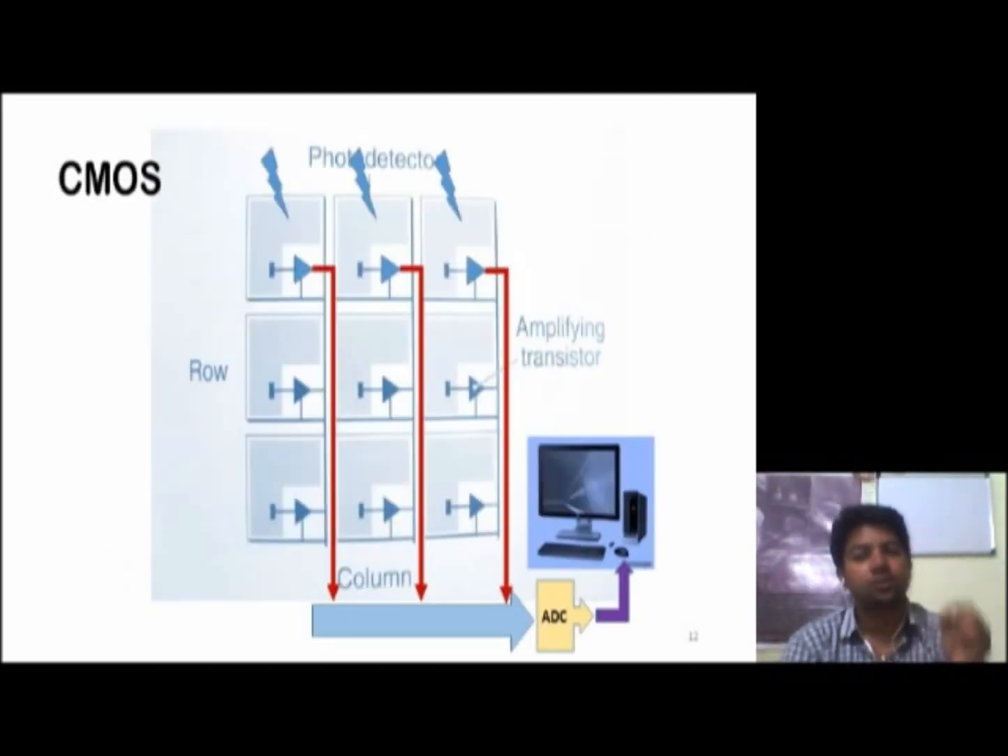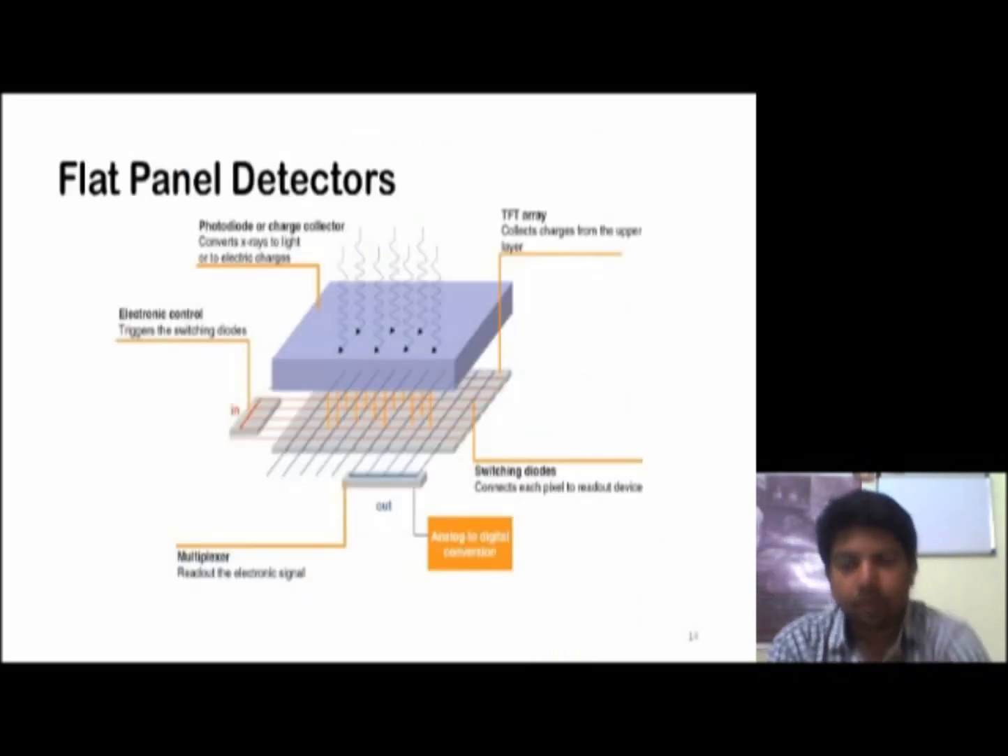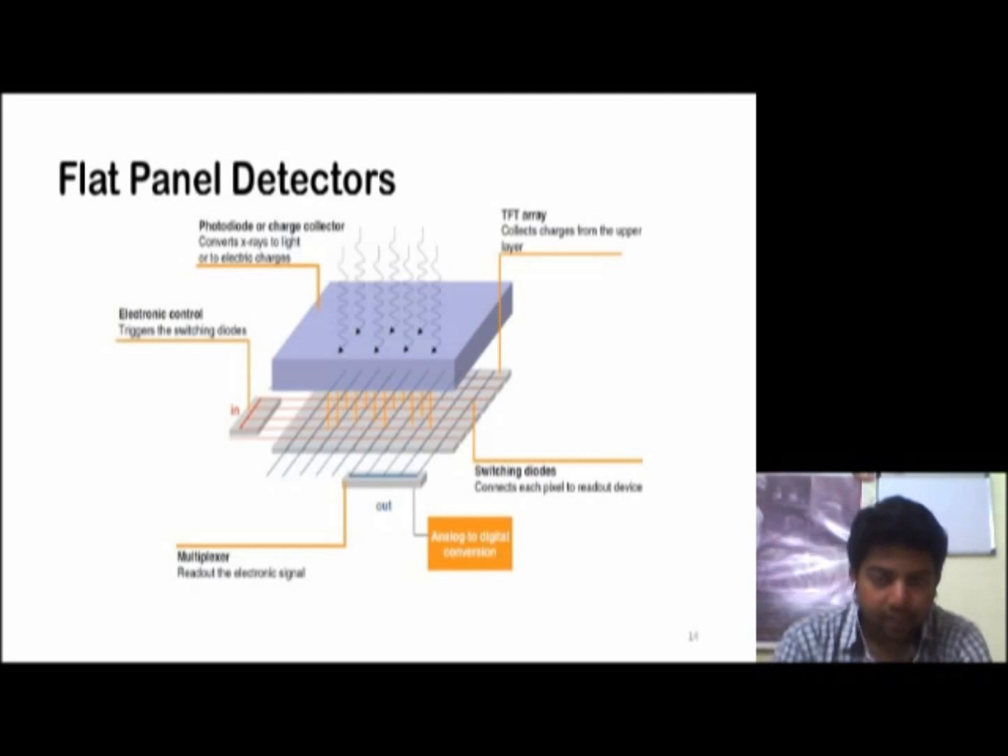Now CMOS. There is a small basic difference between CCDs and CMOS. In CCDs, the charge transfer takes place in bucket brigade fashion, whereas in CMOS the charge transfer takes place from each individual unit separately through a transmitter and an analog to digital converter, where the image is formed. So there is no bucket brigade fashion in CMOS. Bucket brigade fashion is seen only in CCDs. Flat panel detectors are very costly. They are generally used in extraoral medical radiography and also in CBCT.